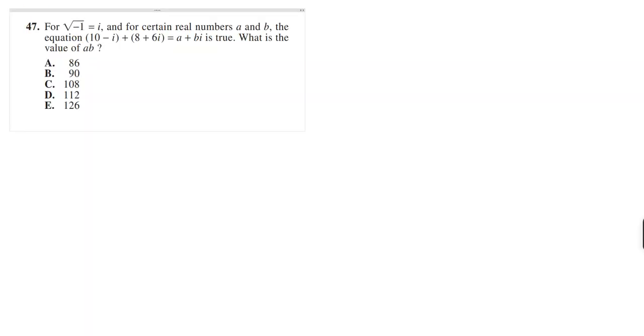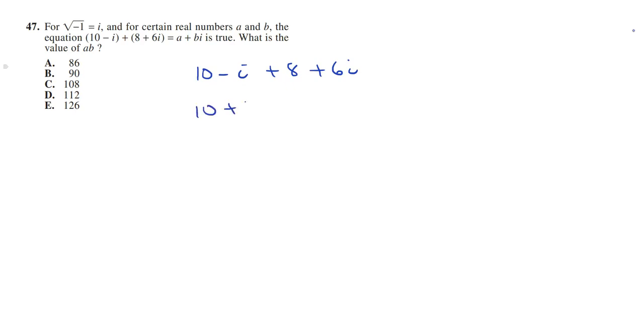So the next one here, it says for i equal to the square root of negative 1, and for certain real numbers a and b, the equation 10 minus i plus 8 plus 6i equals a plus bi is true. What is the value of ab? Okay, let's go ahead and simplify this. 10 minus i plus 8 plus 6i. Let's group common terms together. 10 plus 8 minus i plus 6i.